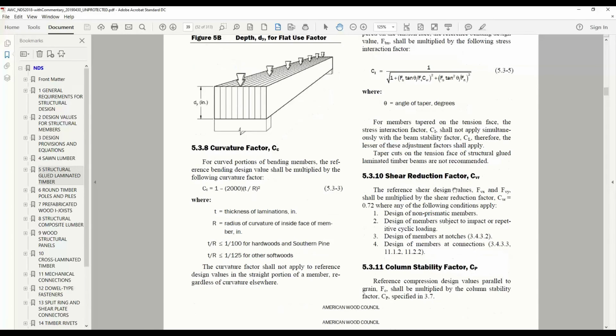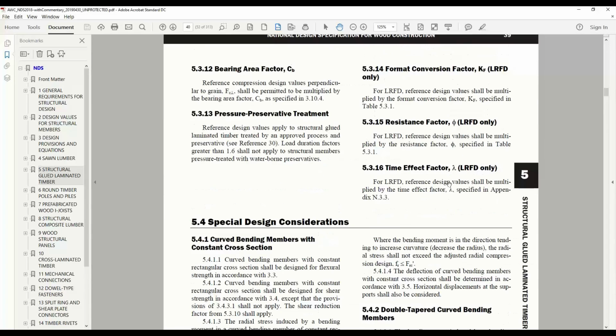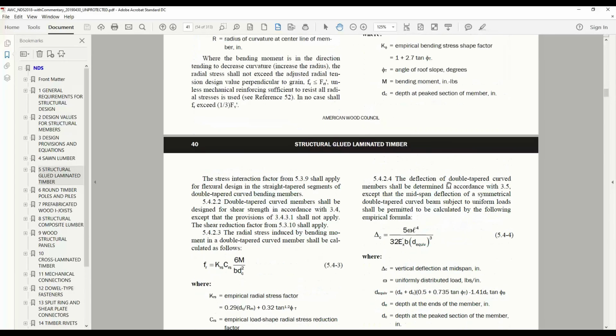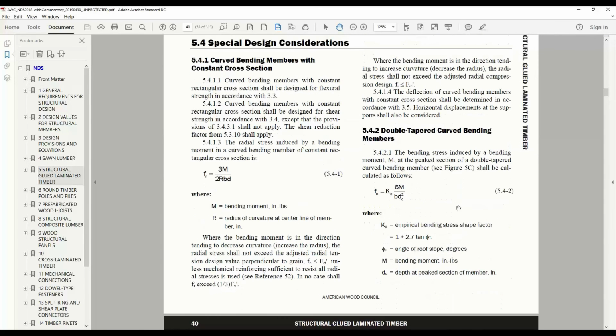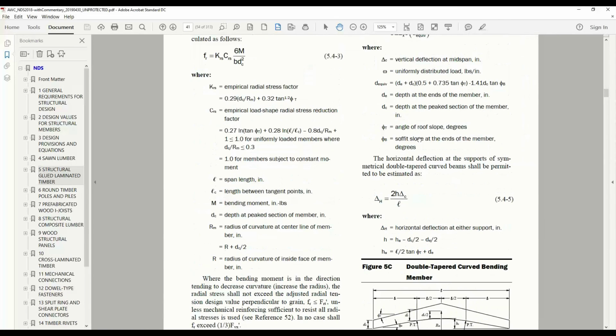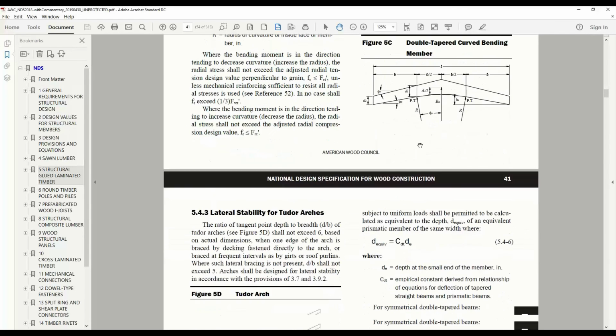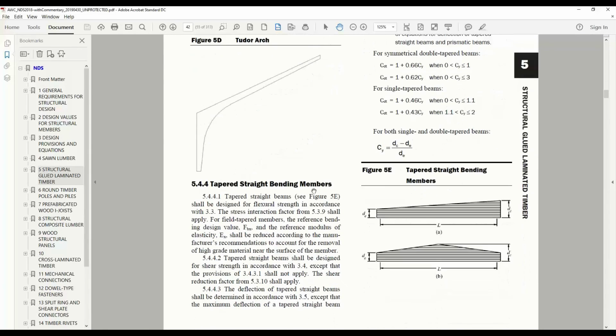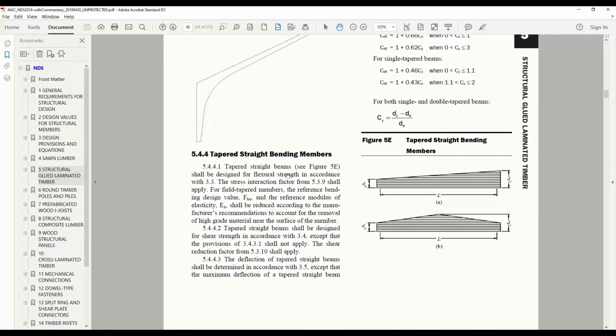All right. Question on tapering of beams. I believe that's in, yeah, here we go. There is some language in the NDS here in 5.4 that deals with double tapered curved bending members. So there is language that deals with the analysis of that, and if you're dealing with something like a Tudor arch, lateral stability, as well as tapered straight bending members. So there is some information in the NDS for the analysis of that.